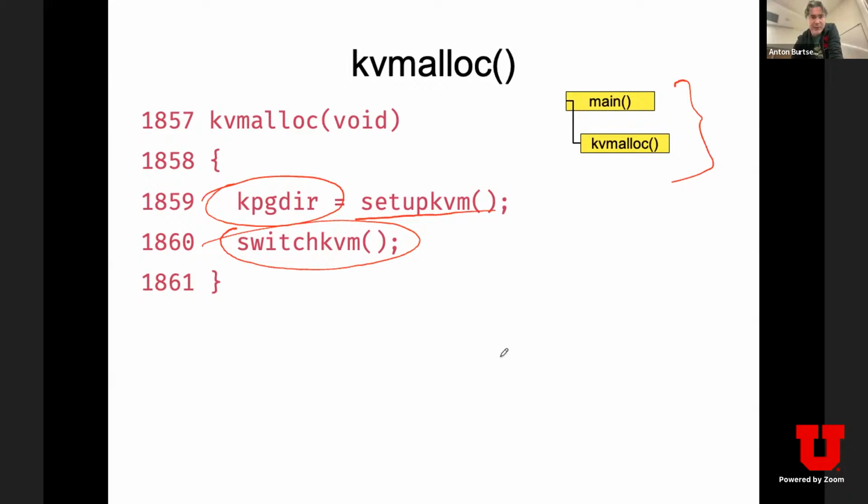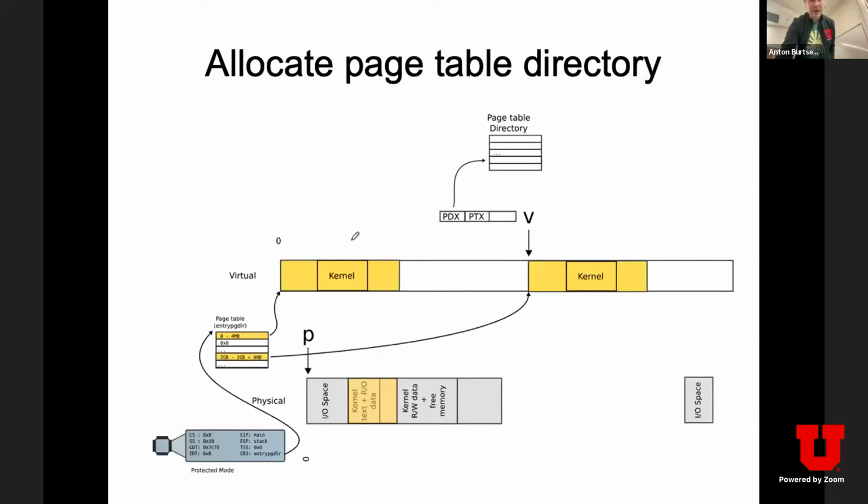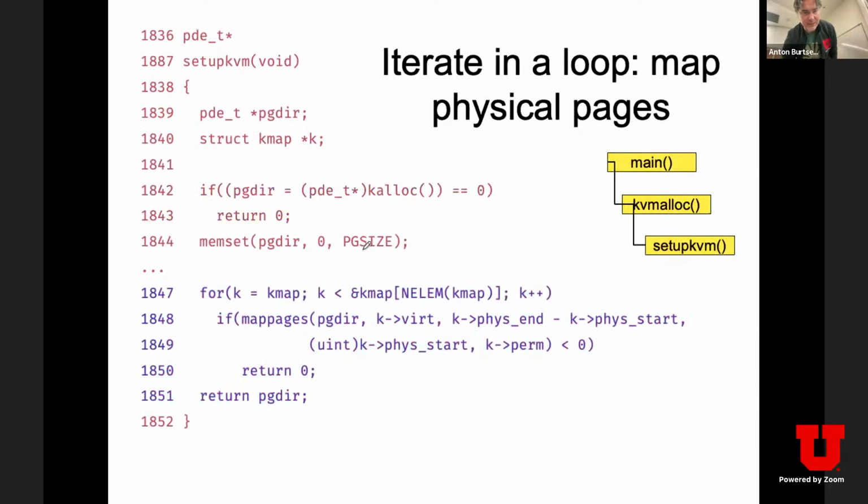Okay, so let's first take a look at what this setupkvm is doing. As I was saying, at a high level it is this loop. We first allocate a page for the page table directory. That's why we need this allocator. kalloc allocates us a page. If we fail, we exit immediately, because the system will not boot. So we are careful about it. We allocated this, and we also set it to 0, because that's another trick.